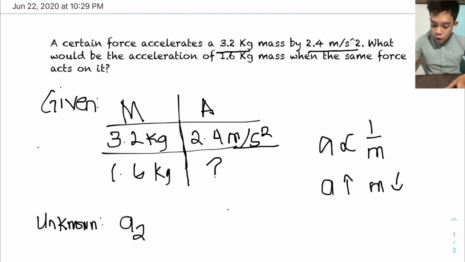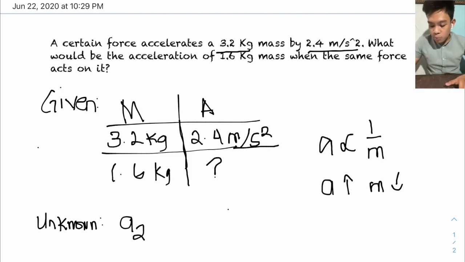Referring to our formula, the acceleration is inversely proportional to the mass. Looking back, the 3.2 kilogram was added another 1.6, another 1.6 becomes 3.2 kilogram. It added a whole. So it was added by its half. That's why it became 3.2. So 1.6 plus 1.6 is equal to 3.2.